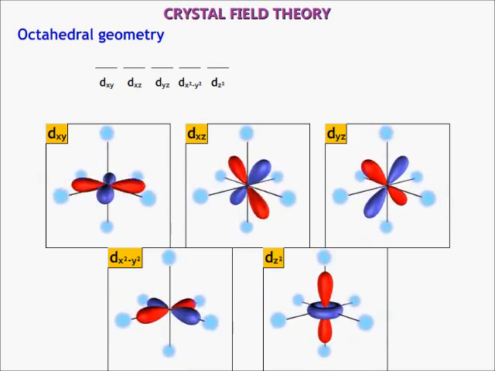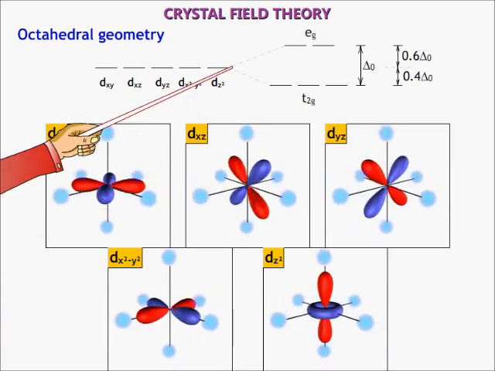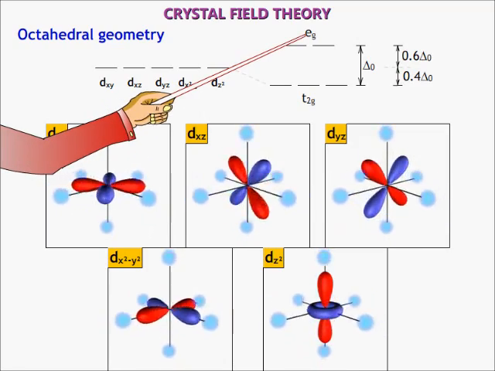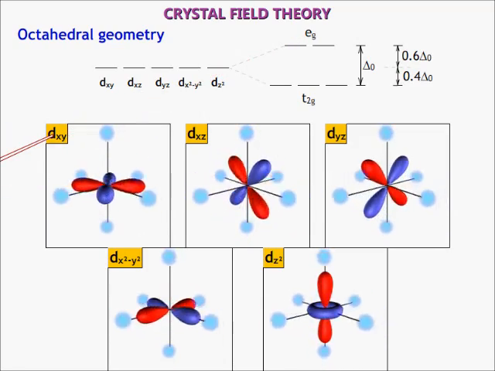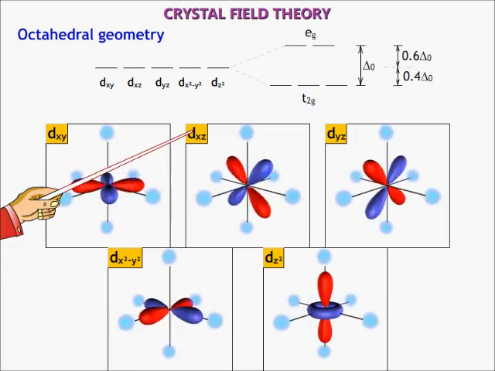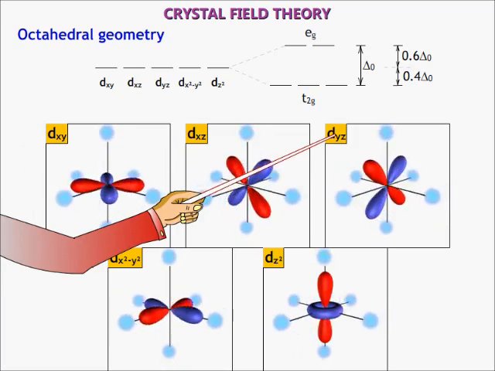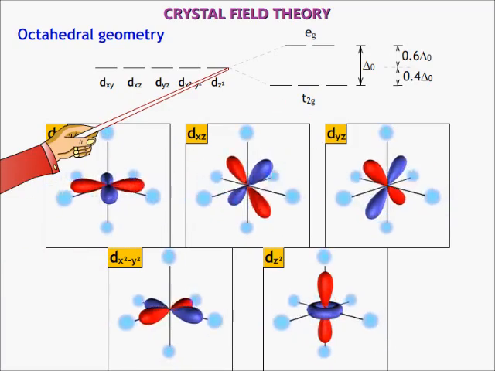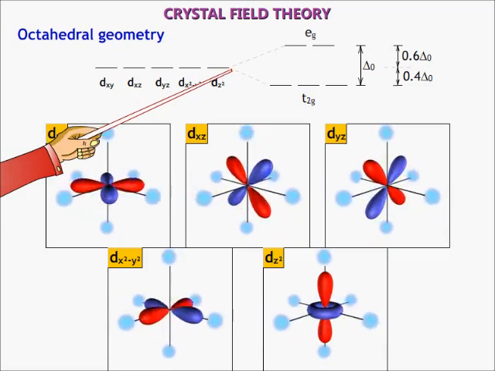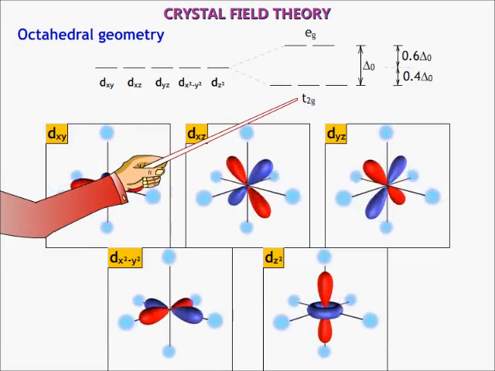Here, the ligands approach the metal from both ends of the x, y, and z axes. The dz2 and dx2-y2 orbitals are directed axially and are in line with the ligands. So they get energized and are called eg orbitals. The dxy, dxz, and dyz orbitals make a 45 degree angle with the axes. So these orbitals get stabilized and are called t2g orbitals.